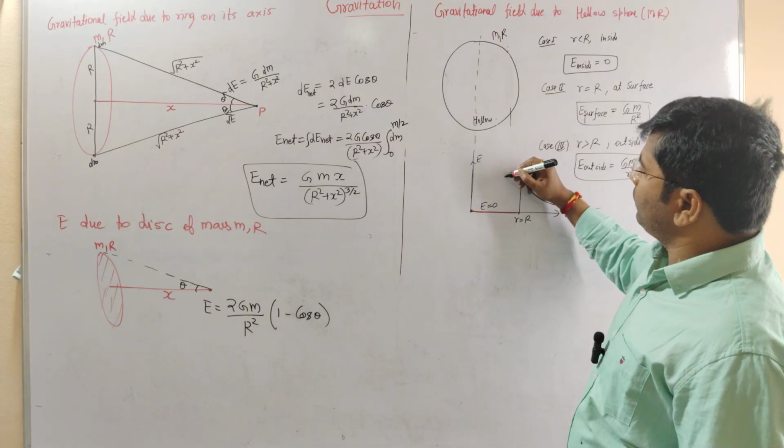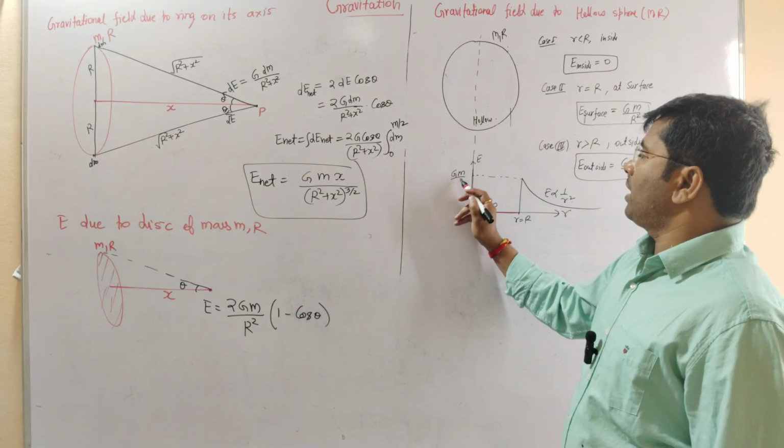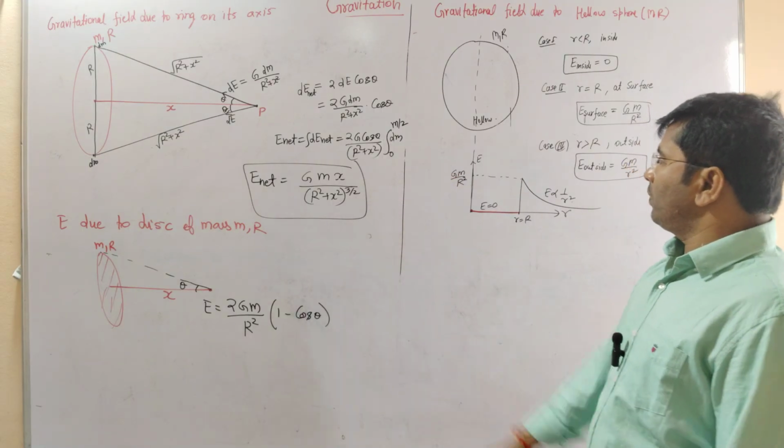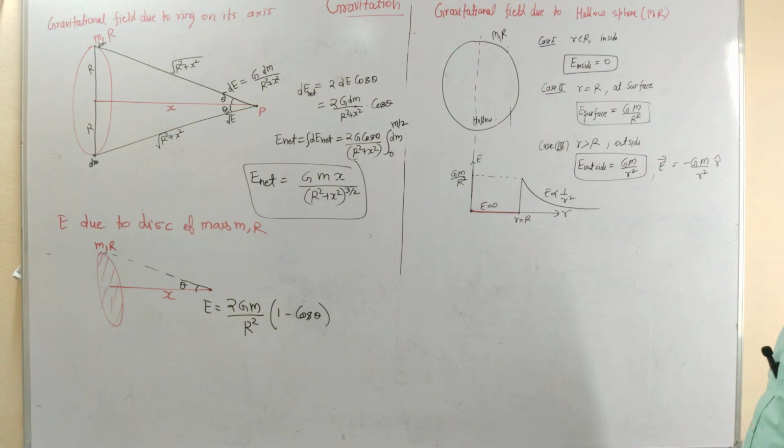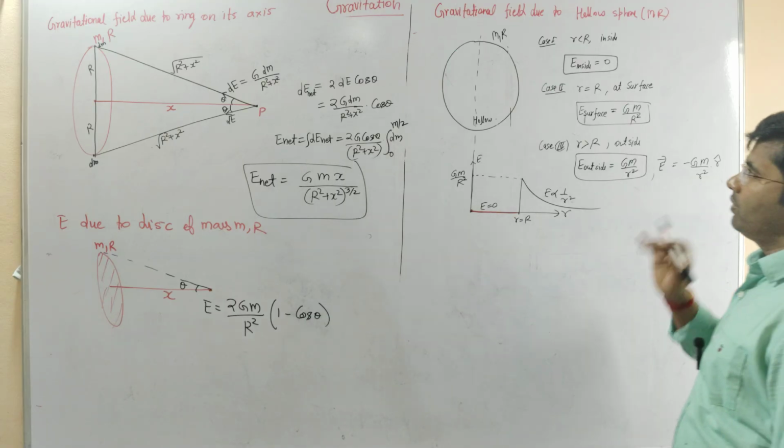This is small r equal to capital R. At the surface the field will be maximum, and that maximum value is Gm upon R square. So what is the maximum value of the field? Gm upon R square. Where? At the surface. Inside it is 0. Outside it will behave like this, and it will decrease as you go away.